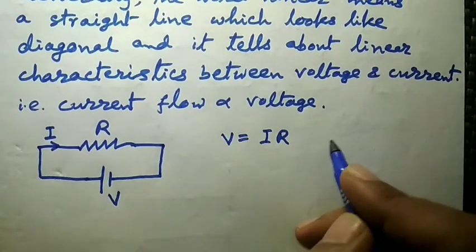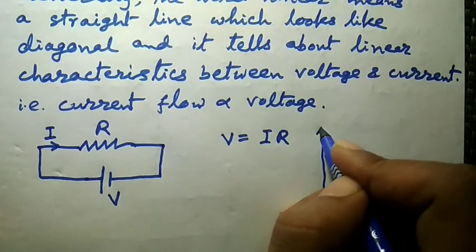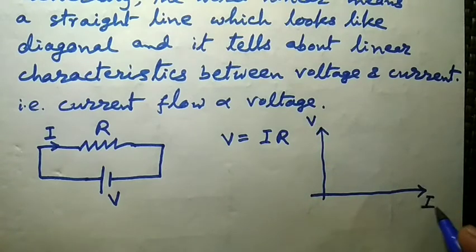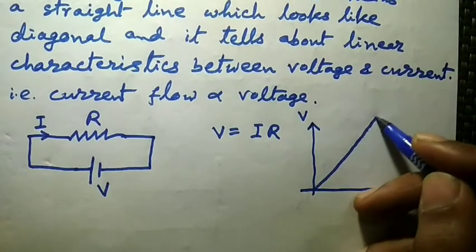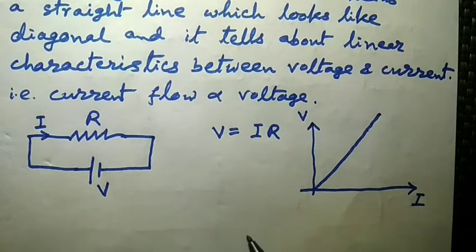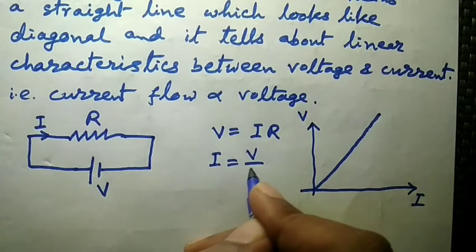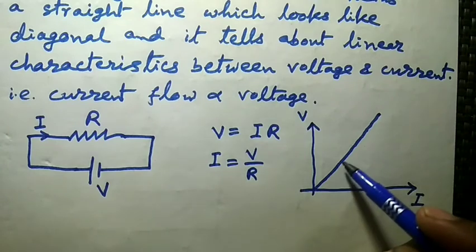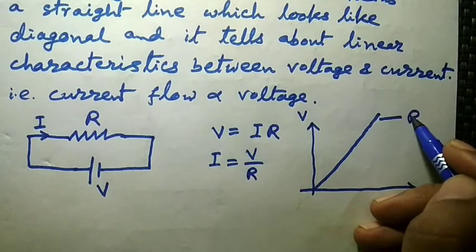Now, if we want to draw the V versus I characteristics, then the characteristics of this circuit will be a straight line passing through the origin. Means when the voltage is 0, the current will also be equal to 0, because from Ohm's law we can write I equal to V upon R. And as the voltage is gradually increasing, the current will also be increased in the same proportion. Now this slope is called the resistance.